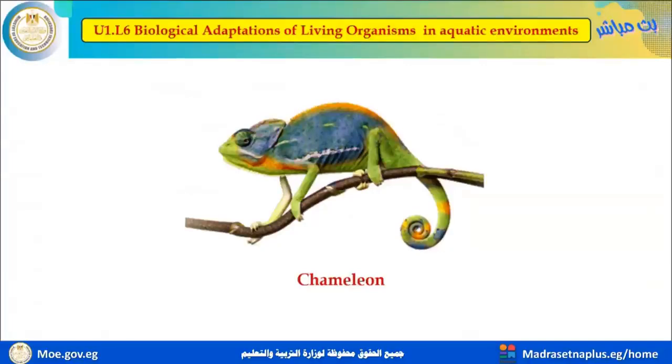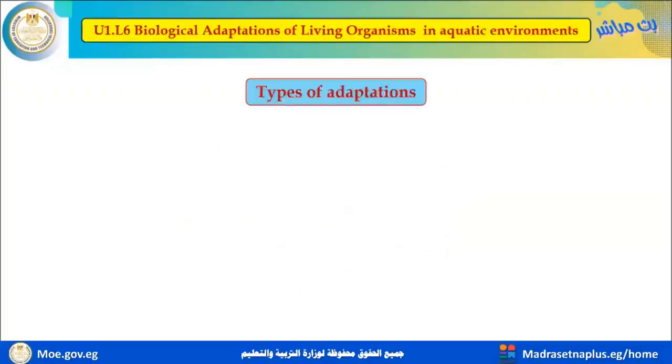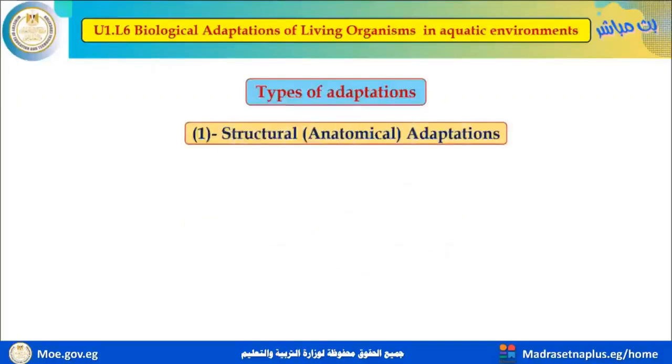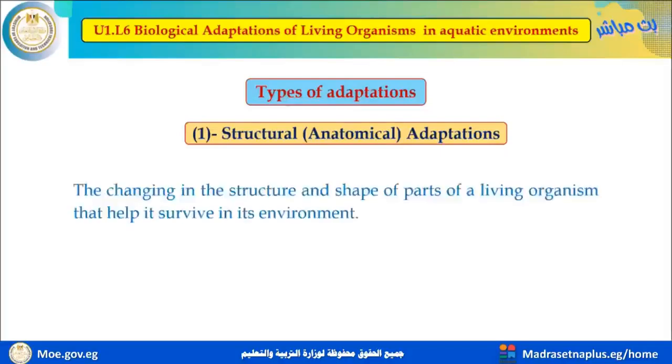And now, my dear student, we need to know the types of adaptations. The first is structural adaptation, or anatomical adaptation. So what is meant by structural adaptation? It is the change in the structure and shape of parts of a living organism that helps it survive in its environment.